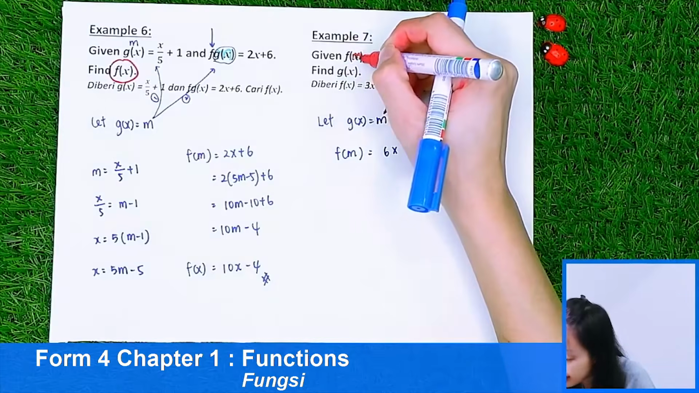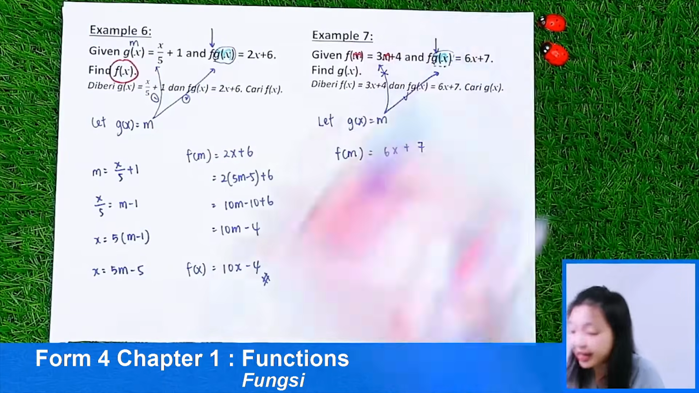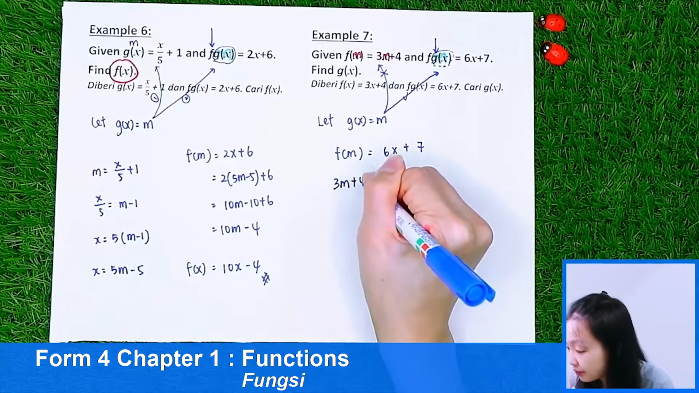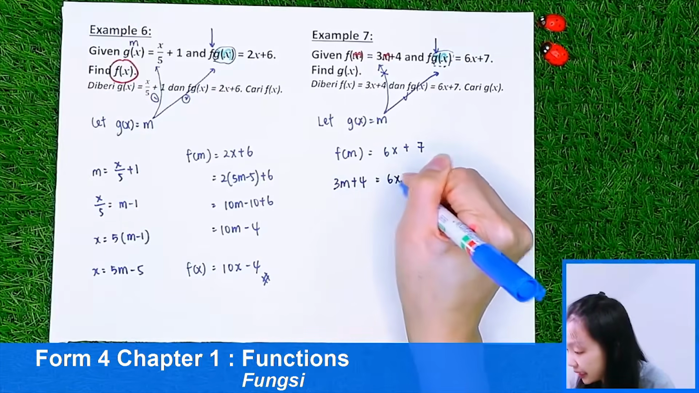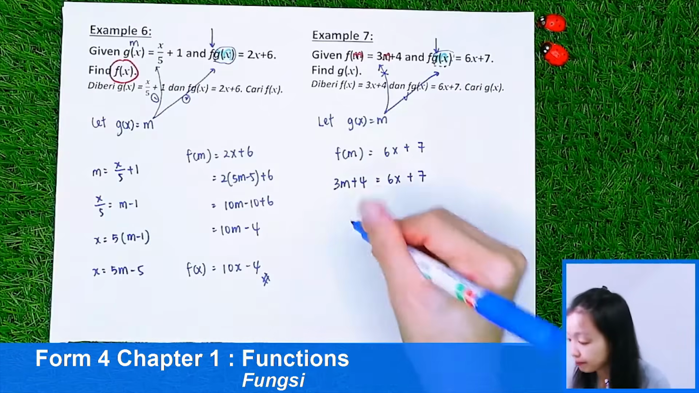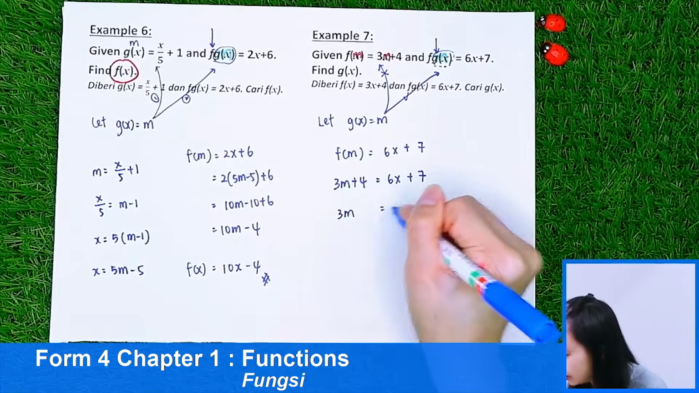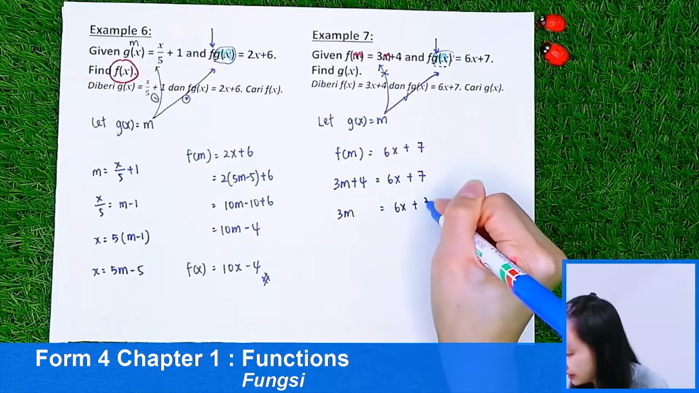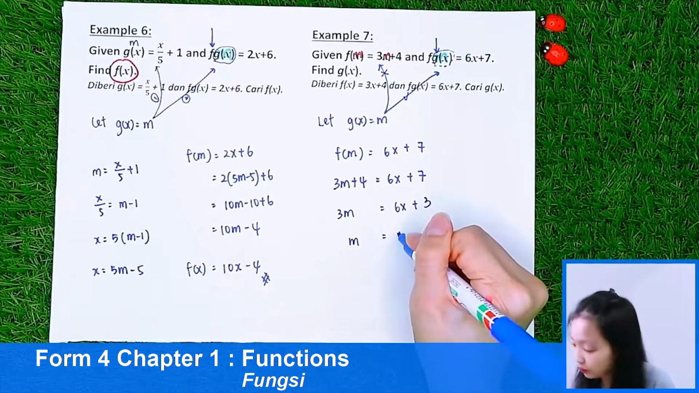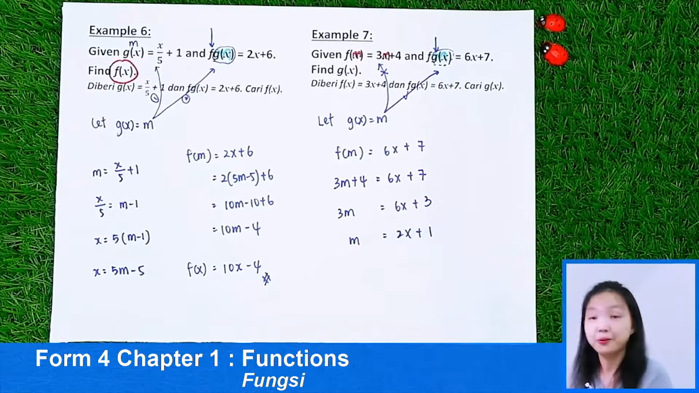Here it becomes m. So it will become 3m plus 4 is equals to 6x plus 7. Now we want to find m. 3m is equals to 6x plus 3. m is equals to 2x plus 1.